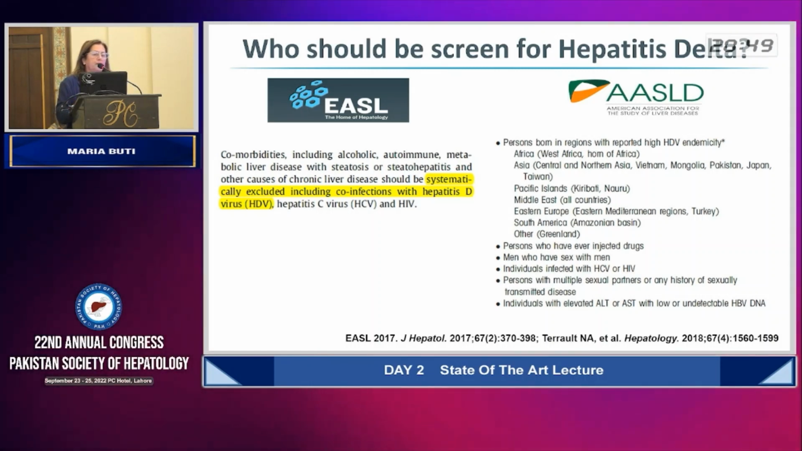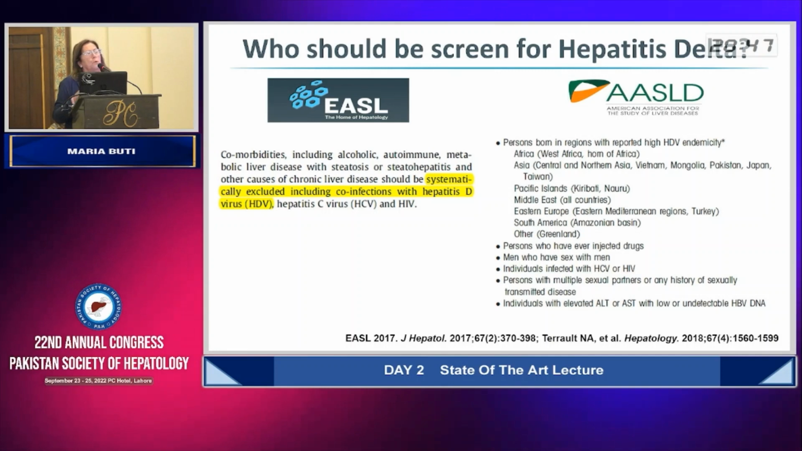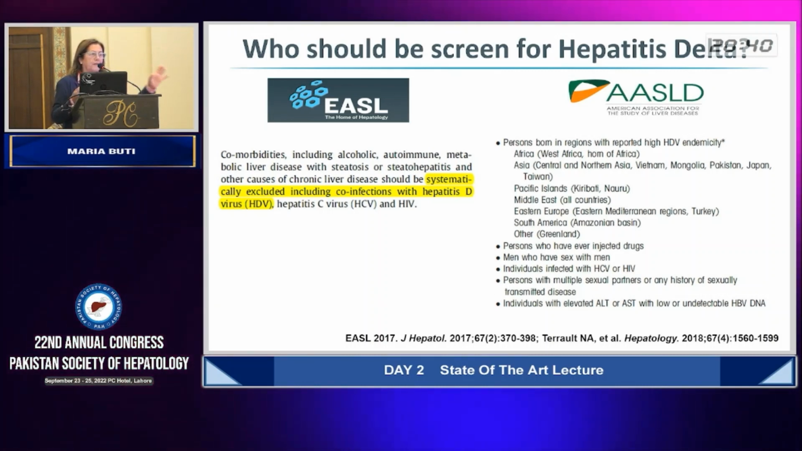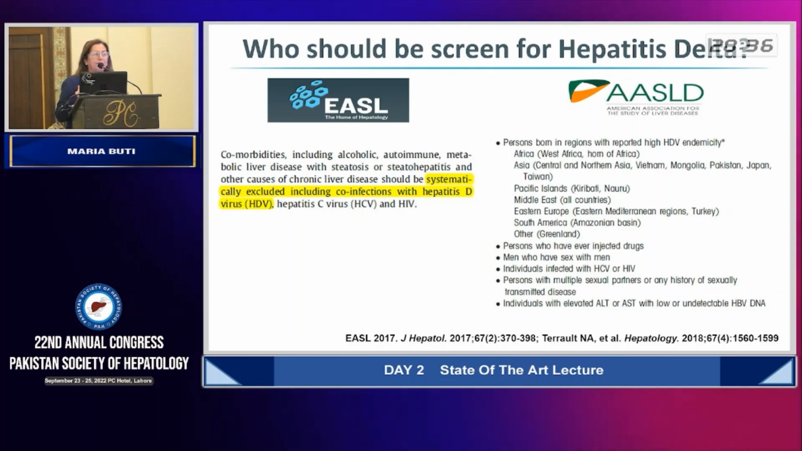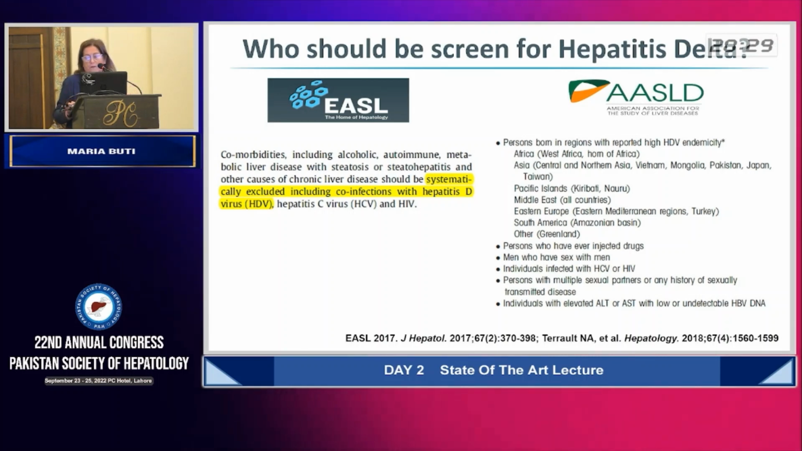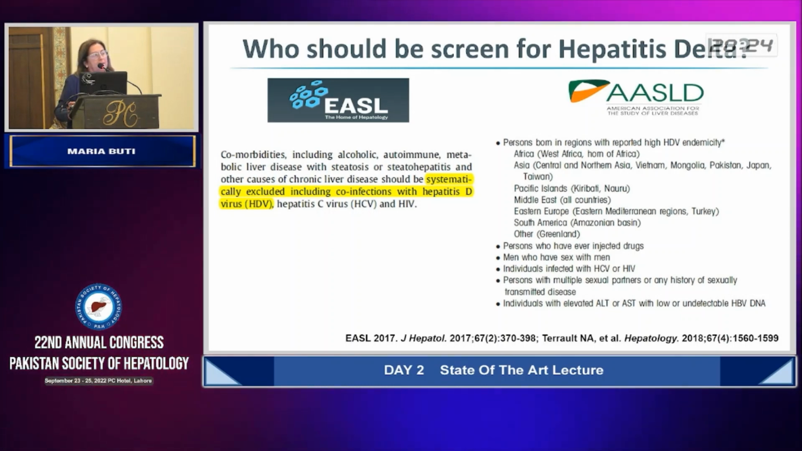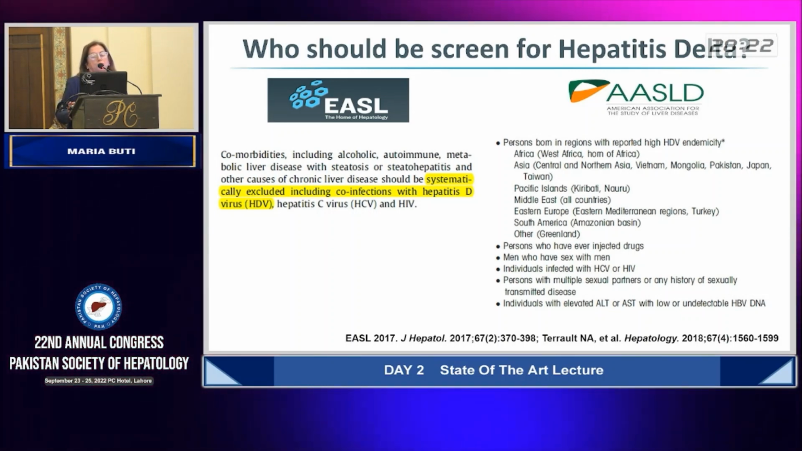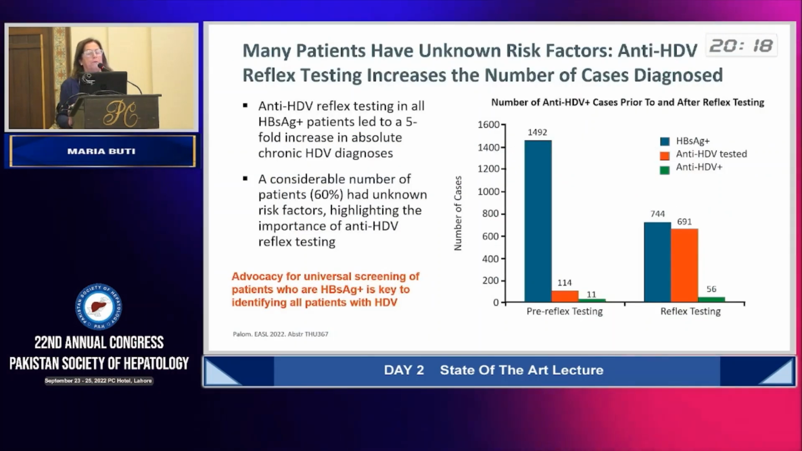But at the end, it's difficult to get the information of people who are at risk, because the majority of patients don't tell if they have a risk factor, and the majority of us physicians don't ask systematically our patients if they have a risk factor. So I think the European guidelines are better, as they clearly suggest to exclude hepatitis delta in all HBs antigen positive.